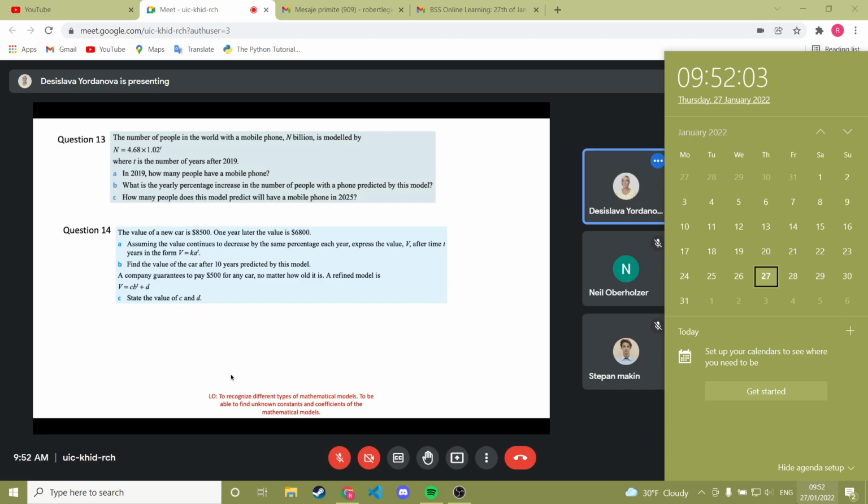So let's have a question. When time approaches infinity, the value of the car becomes zero, right? No. I mean, the value of the car itself, but excluding the fact that they get $500, because they give you a new model and the company guarantees to pay 500 for any car. Doesn't matter what the value of the car is, doesn't matter how old the car is, they will pay you $500. And the new model is given as v equals c times b to the power of t plus d. And the horizontal asymptote of the new model is v equals d.